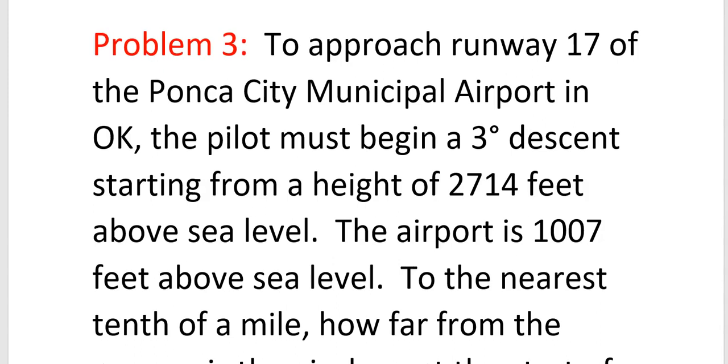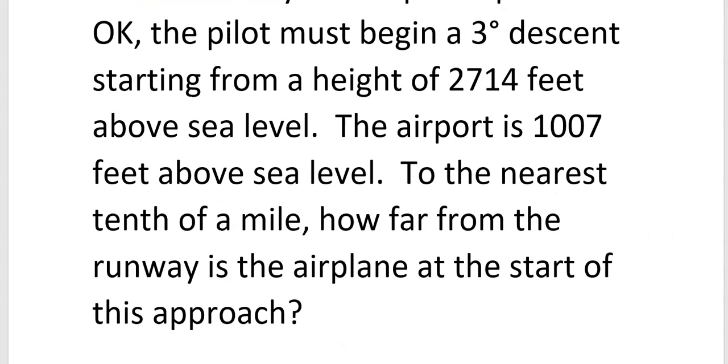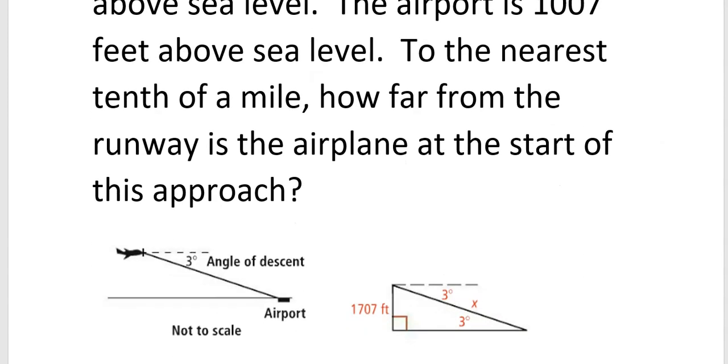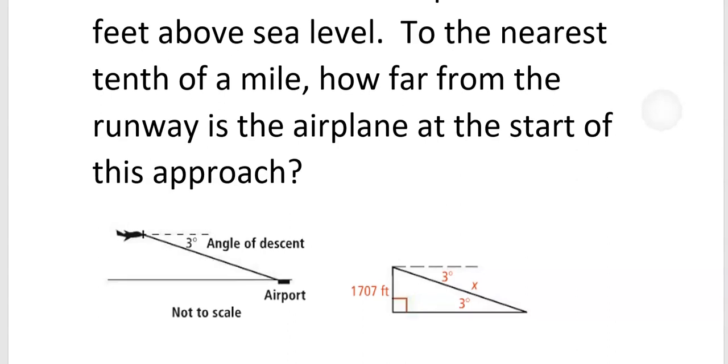Okay, problem 3. To approach runway 17 of the Ponca City Municipal Airport in Oklahoma, the pilot must begin a 3-degree descent. So they are going from straight, right? And they're going to be landing eventually. So is that elevation or depression? Depression. Does it matter if you know that? For the picture it does, but to do the question it probably doesn't necessarily matter all that much. So we are looking at something that they already have a picture for. So the plane is coming in and they start descending at a 3-degree angle to the airport.